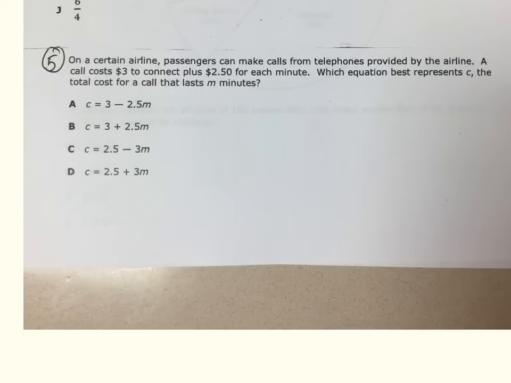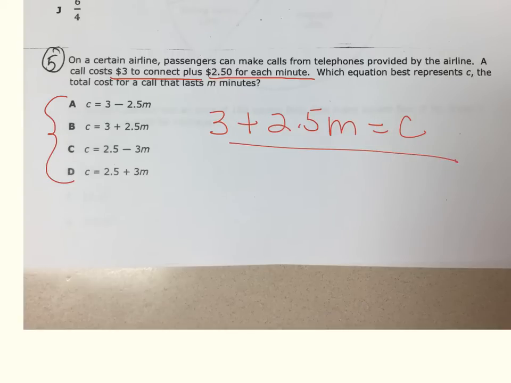Number 5. On a certain airline, passengers can make calls from telephones provided by the airline. A call costs $3 to connect plus $2.50 for each minute. Which equation represents C, the total cost of a call that lasts M minutes? Okay, this is one of those problems where I like to cover up the answer choices and write out what the equation could be. So I know that it's $3 to connect plus $2.50 for each minute. So this is really $2.50 per minute. Okay, and all of this equals C. So which of your answer choices here match what I have here? The answer, of course, is B.